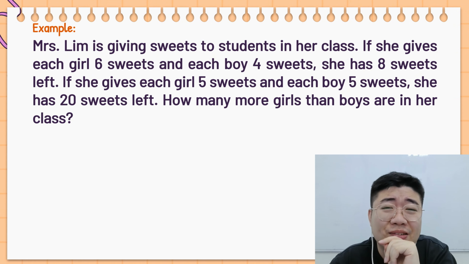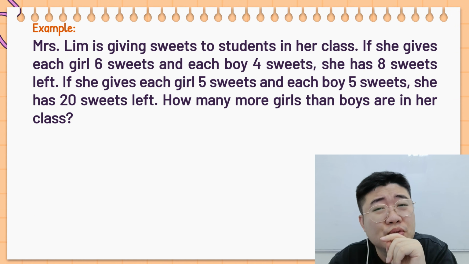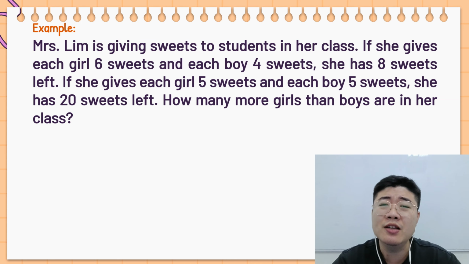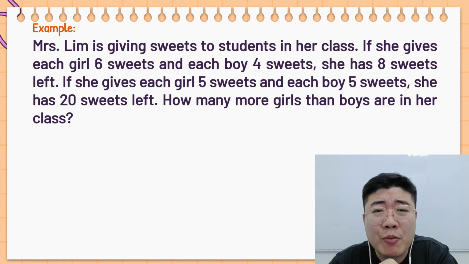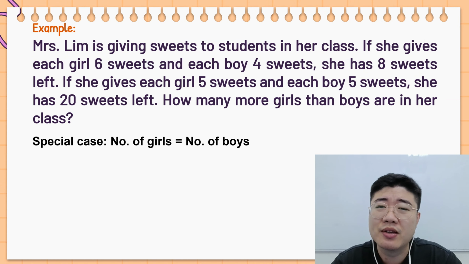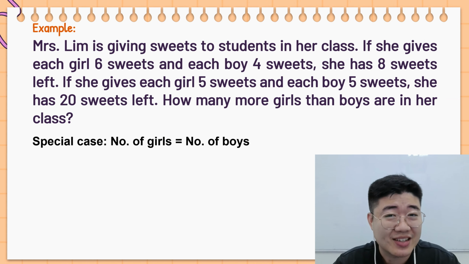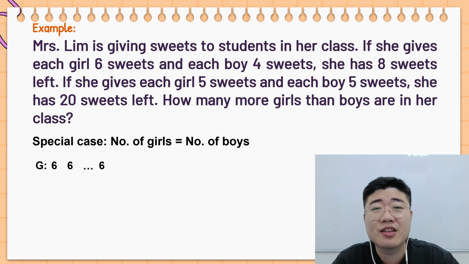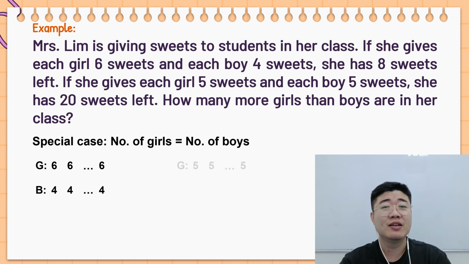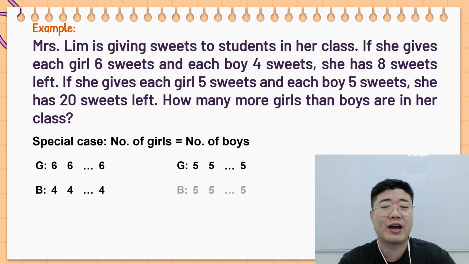So no worries, everyone. When we are not sure about what to do, we can always start from the special case. Now, in this case, it will be the same number of boys and the same number of girls. So let's see what's going to happen in this case. In the first time, the girl gets 6, the boy gets 4. Second time, the girl gets 5, the boy gets 5.